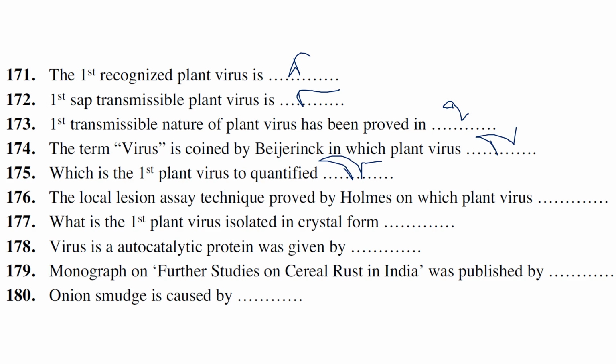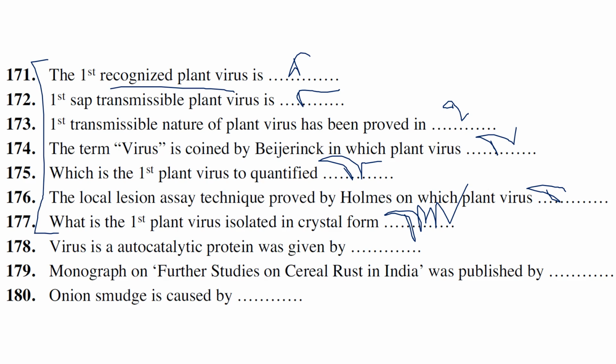What is the first plant virus to be quantified? Again it's TMV. Local lesion assay technique proved on which plant virus? TMV. What is the first plant virus to be isolated in a crystal form? Again it's TMV only. So all these questions from 171 to 177, it's TMV only.